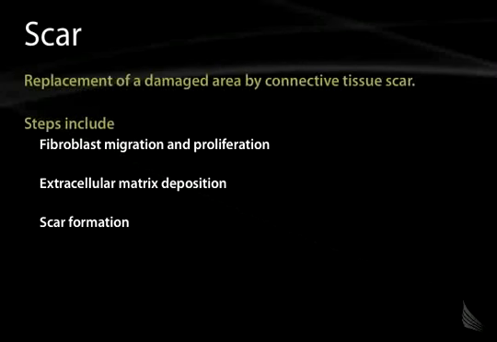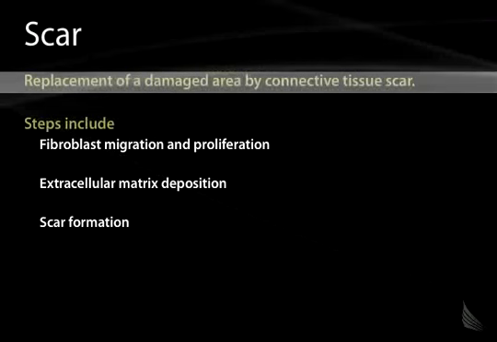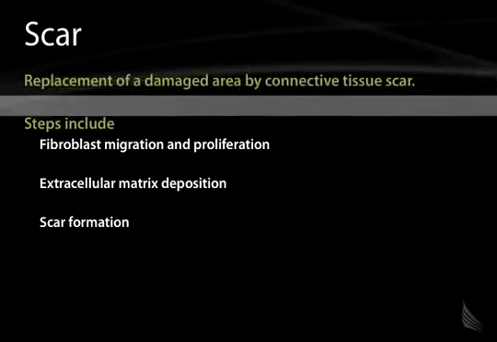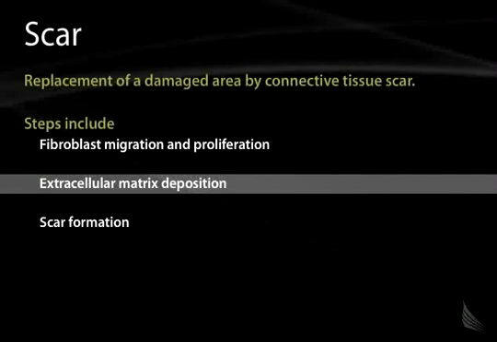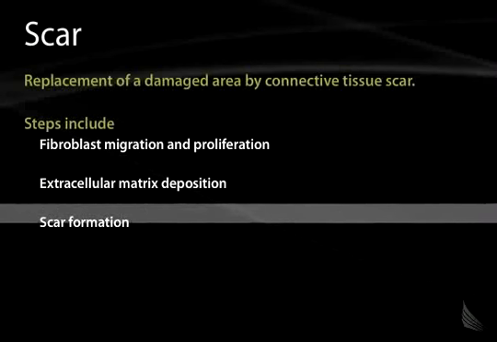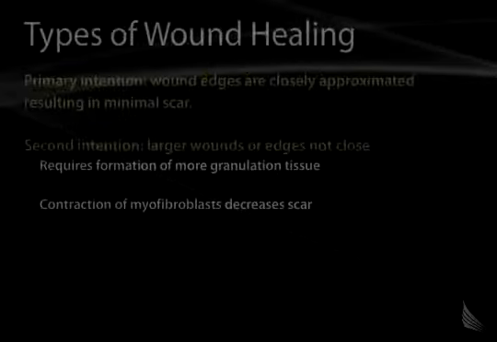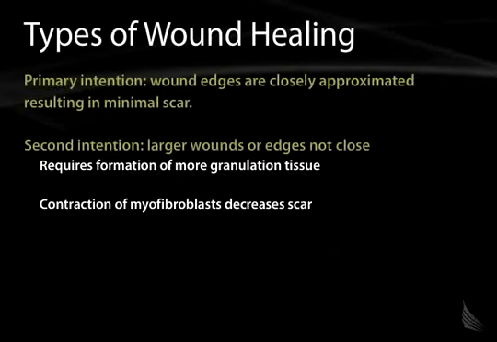Now, scars occur when the damaged area is replaced by connective tissue scar, and this includes the migration of fibroblasts and proliferation of fibroblasts in the area, a deposition of extracellular matrix, including, most importantly, collagen, and that causes the formation of a scar. Now, scars can form in one of two ways. There can be healing by primary intention or healing by secondary intention.